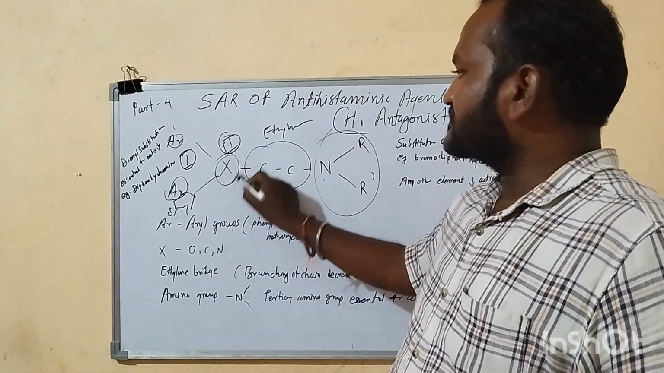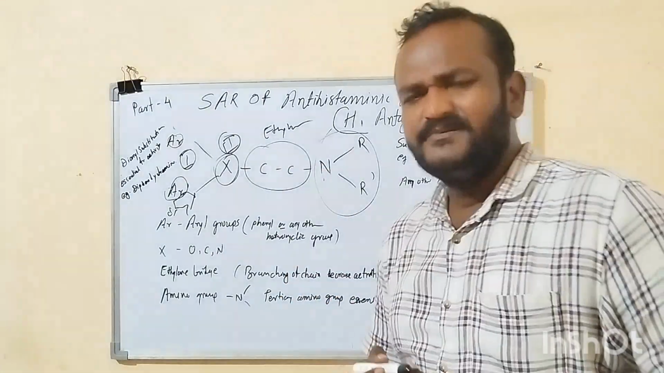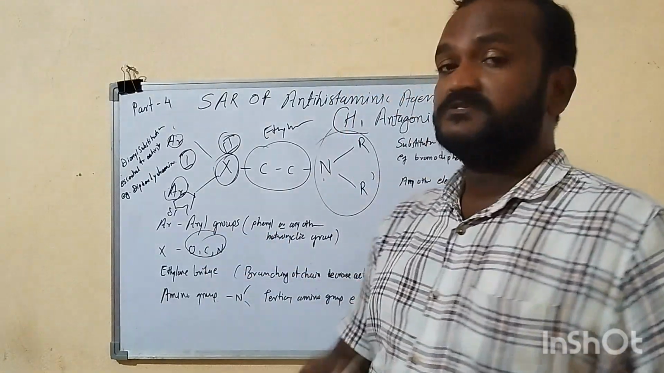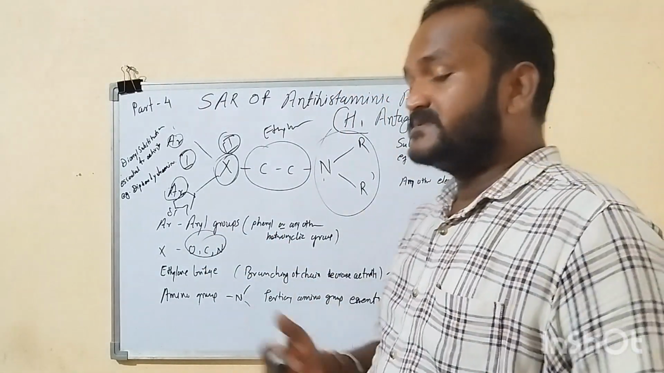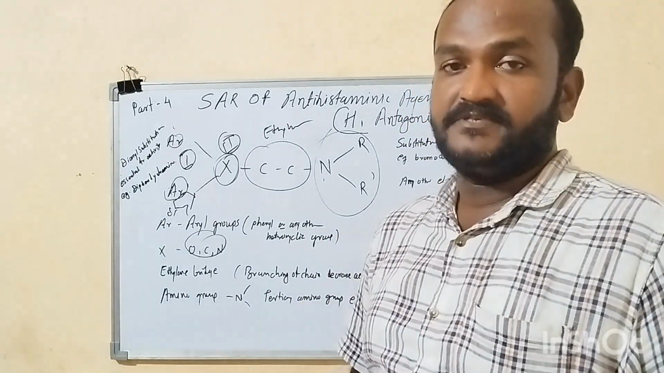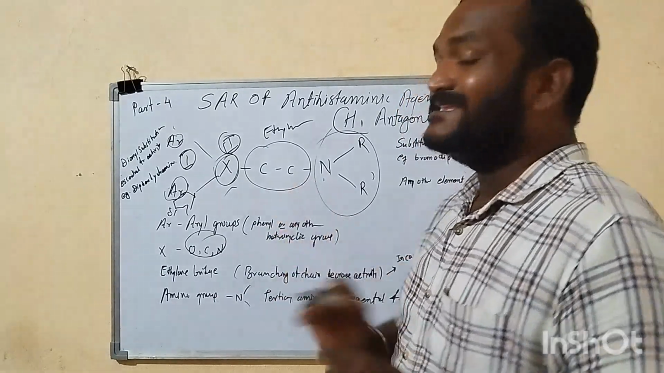Next are the X substitutions, where different elements are there: oxygen, carbon, nitrogen. Other than these oxygen, carbon and nitrogen atoms, if we attach other elements, then definitely it will decrease the activity of the H1 antagonist. Clear?